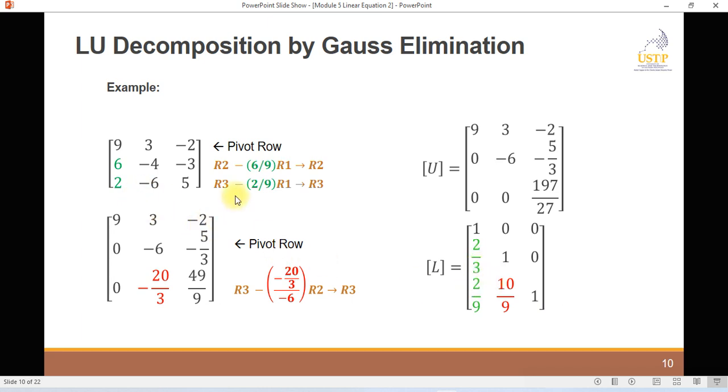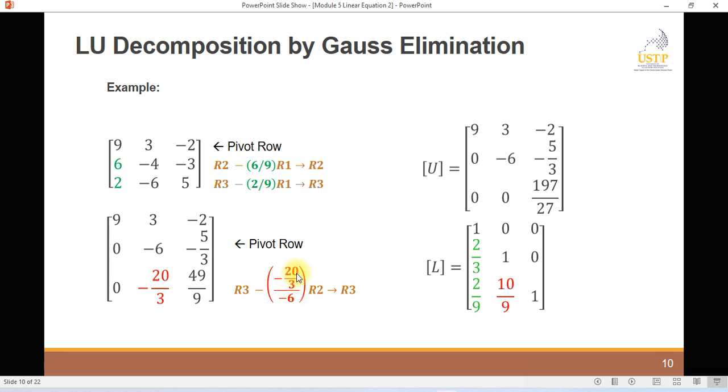So for this element also, that is just 2 over 9. So this is 2 over 9. So 6 over 9, you will just simplify that, and that will become 2/3, and then 2 over 9 is just 2 over 9. Okay, and then for this element, you will just use this value, the factor. So that is just negative 20 over 3 over negative 6, or just simply 10 over 9. This will just become negative divided by negative is positive. 3 times 6 becomes 18.